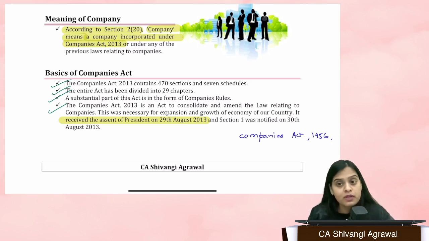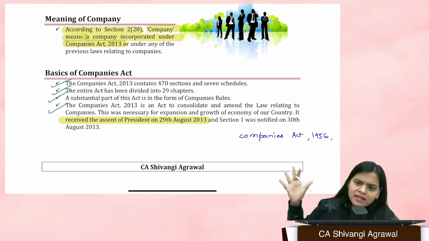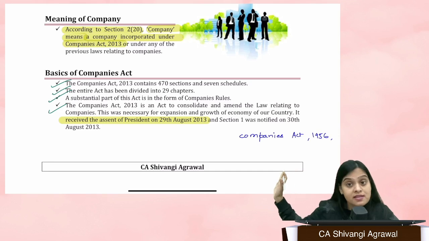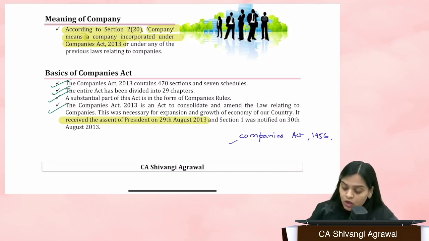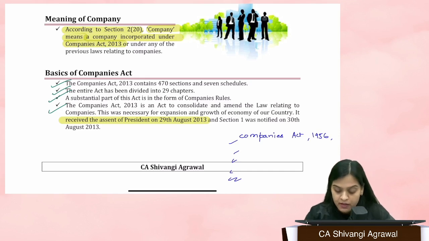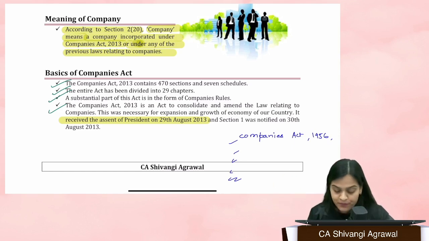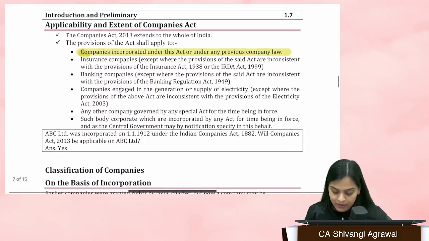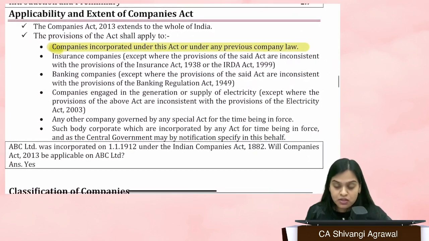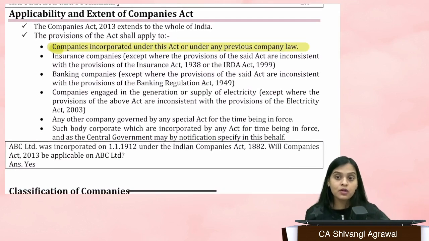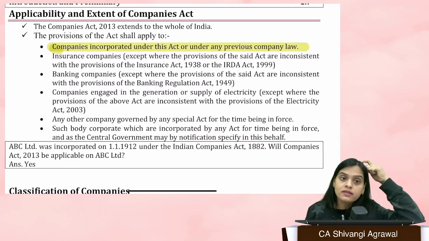Even before that we also had 1913, right? So there were many Companies Acts which existed. If you were incorporated in any of these, then also you will be called a company. So if you are incorporated under Companies Act 2013 or under any of the previous laws relating to companies, you are still a company. So when we look at the applicability, any company which is incorporated under this Act or previous company law, Companies Act will be applicable on them.